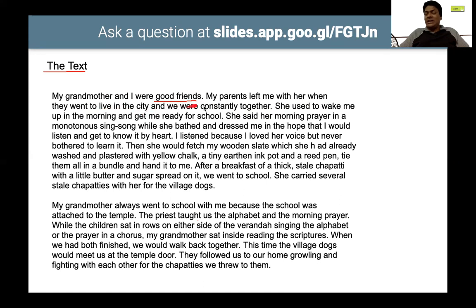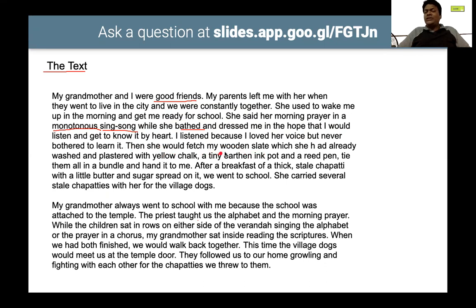live in the city, and they were constantly together, right? So she used to wake me up in the morning and get me ready for school. She said her morning prayer in a monotonous sing-song. Monotonous is called dull, boring, right? So sing-song while she bathed and dressed me in the hope that I would listen and get to know it by heart. The writer stated, "I listened because I loved her voice, but never bothered to learn it."